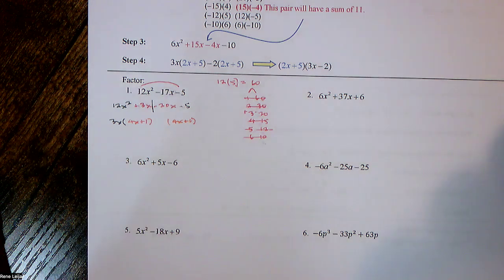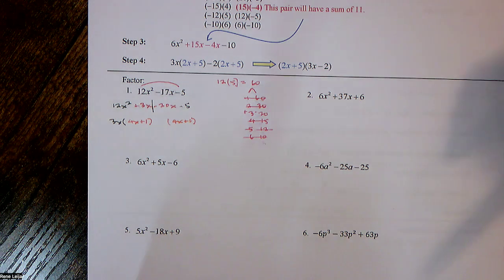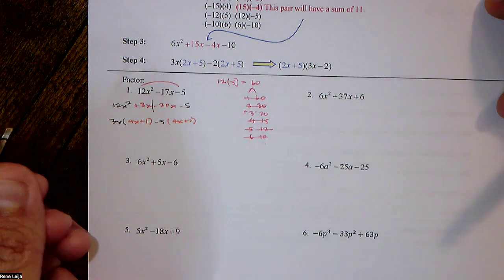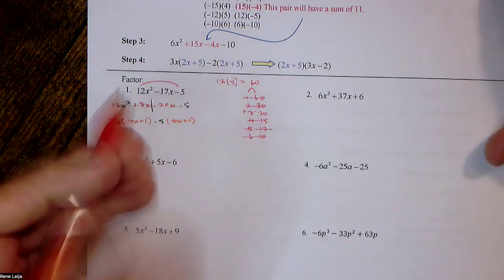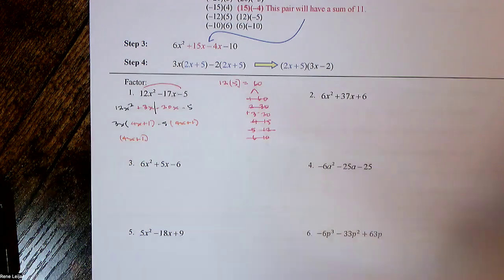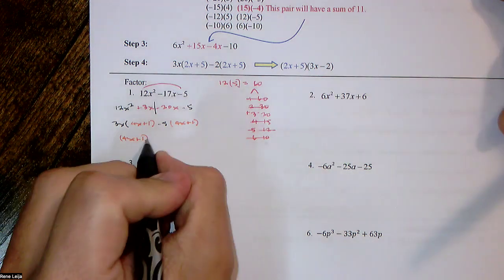So 4x times what gets me a -20? That would be a -5. 1 times what gets me a -5? And that would be a -5. So now we just finish it. We have a 4x plus 1 times 3x minus 5. And that's how this works.